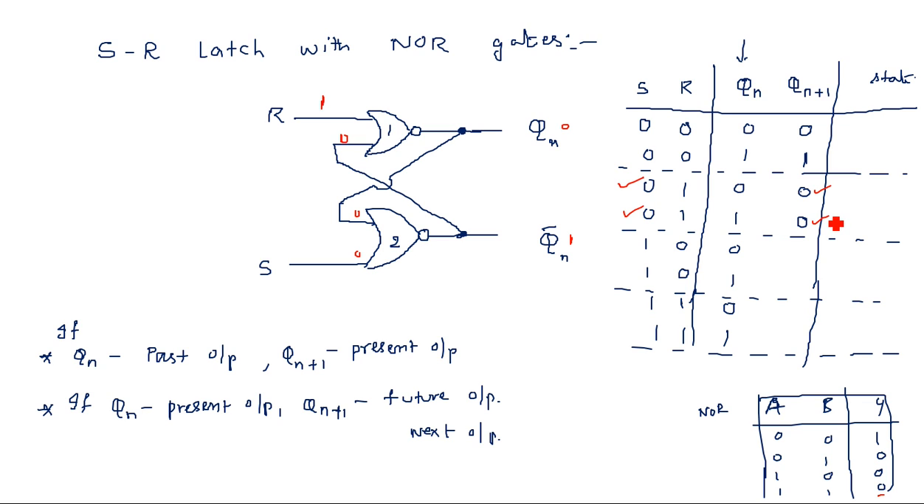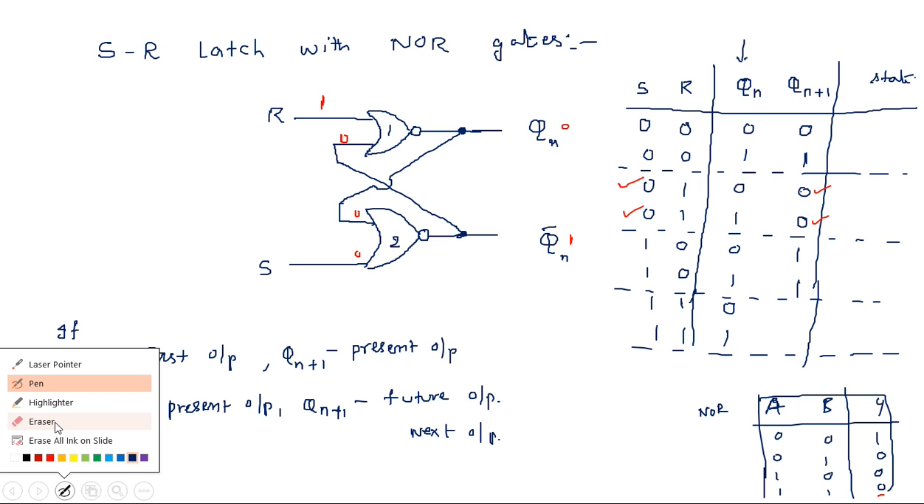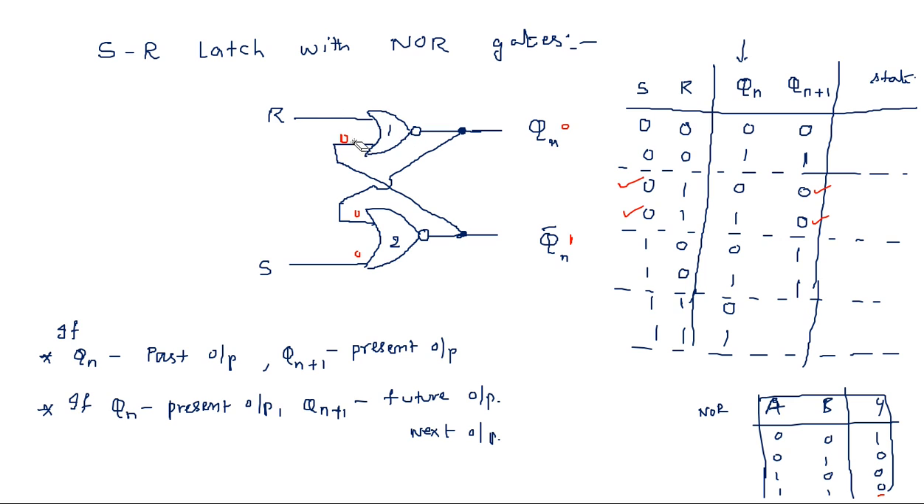In this way we have to analyze each and every state of the NOR gate. And again here, next for 1 0 and previous state as 0, the output is 1. Here also the output is 1. For 1 1, I will explain this case because it is quite important in this SR latch.